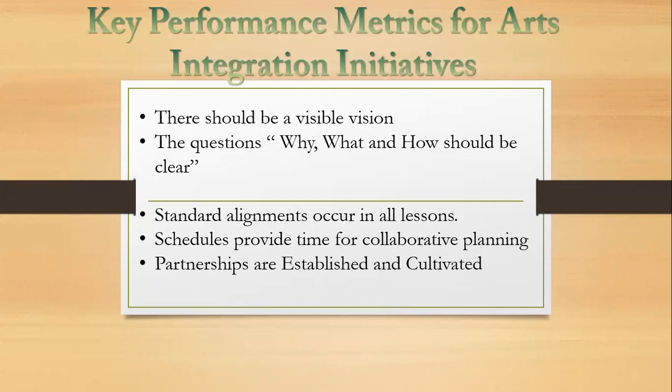Now let's look at the key performance matrices for art integration initiatives. The key performance matrices to be kept in mind are as follows. The first one: there should be a visible vision. First, you need to have an established vision for using art integration, and it should be visible throughout the school. It's not enough to just have a great visionary statement. We need to see it.